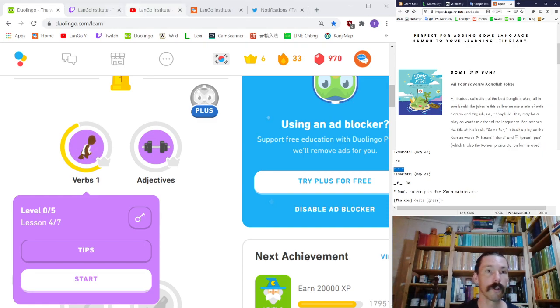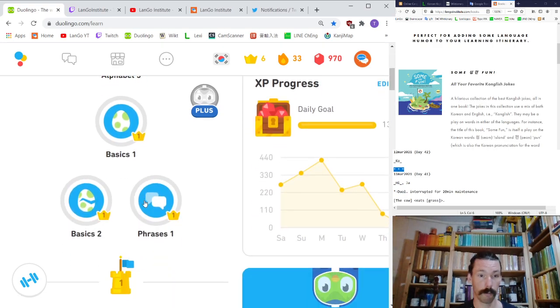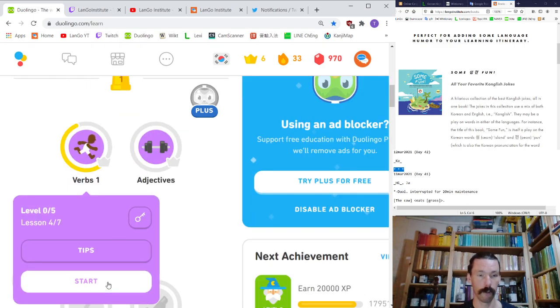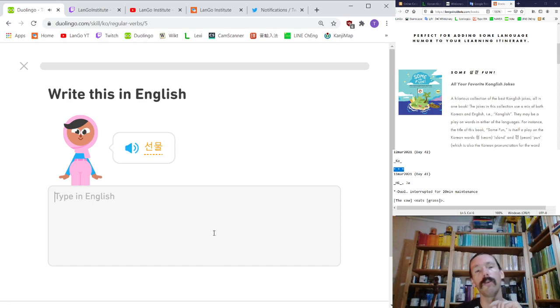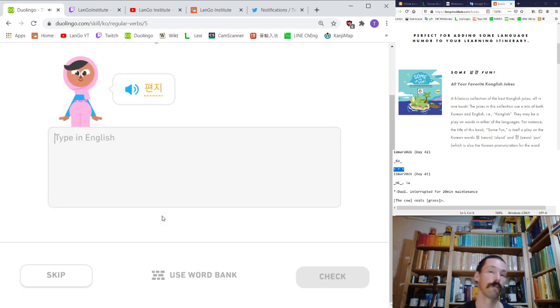There we go. So, Korean. We've gone through the alphabet. The first three are turned blue. We're working on verbs now. We're basically just seeing polite forms, the really polite formal speech style, so politeness or honorific marked on the verb in Korean. 선물 means gift, present. 편지 means letter.